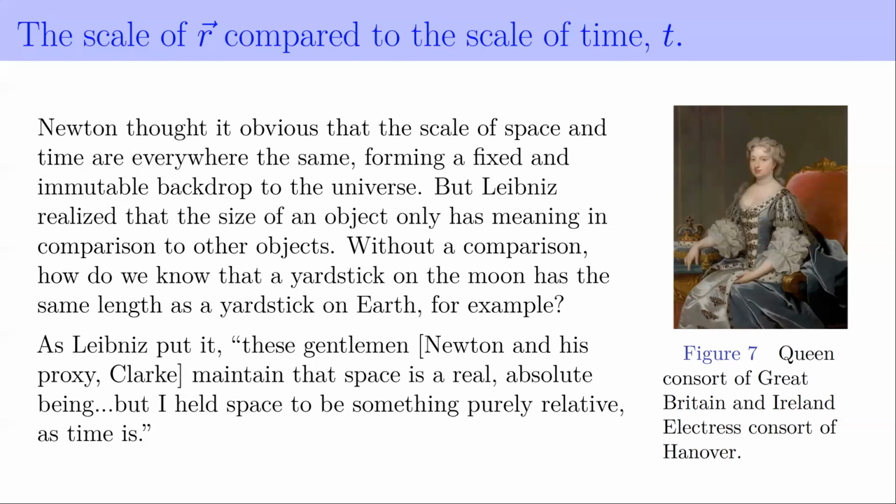As Leibniz put it, these gentlemen, there were two people. Newton didn't actually send the letters to Leibniz directly, but through a proxy, Clarke. He wrote the material, Clarke sent them, and they went back and forth. So Leibniz said, these gentlemen maintain that space is a real, absolute being, but I held space to be something purely relative, as time is.